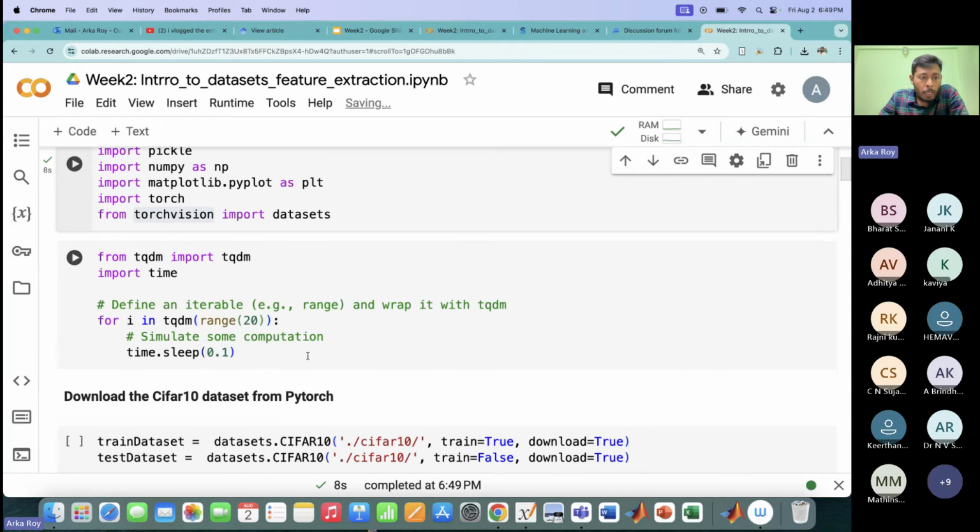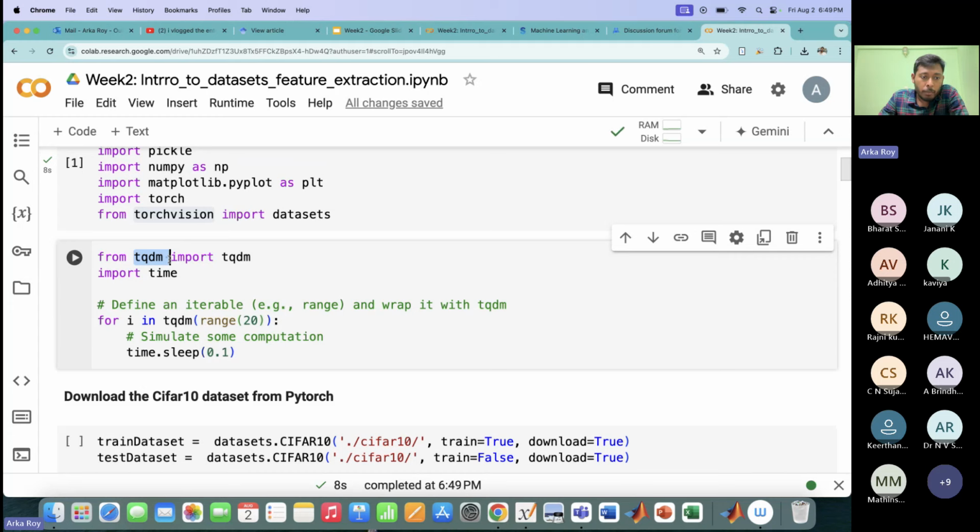So what I was telling is why I need TQDM. Let's say you are running an epoch and that epoch will run for, let's say, 1,000 instances. So you have to wait for epoch number 1 to epoch number 1,000. TQDM basically shows you the progression of the loop, whether it is 50% completed, 70% completed, something like that.